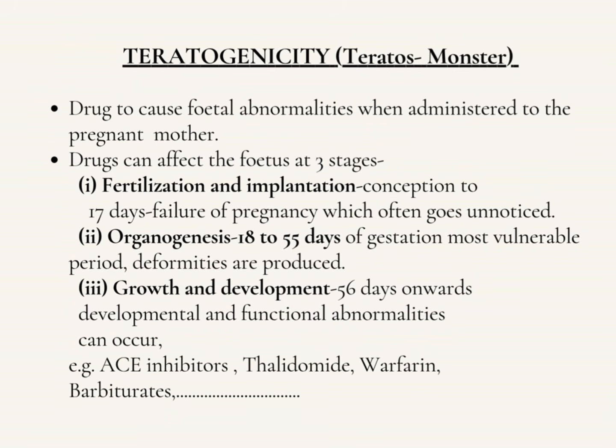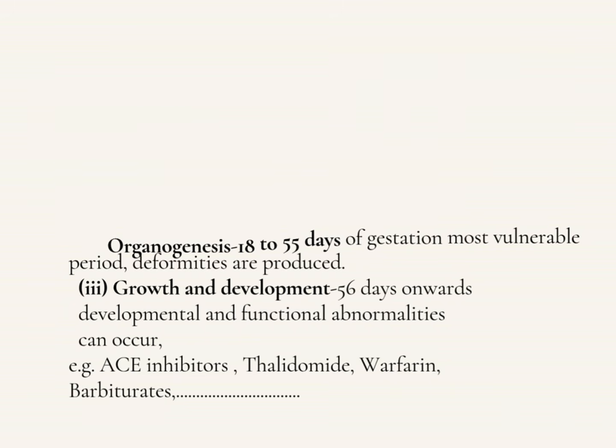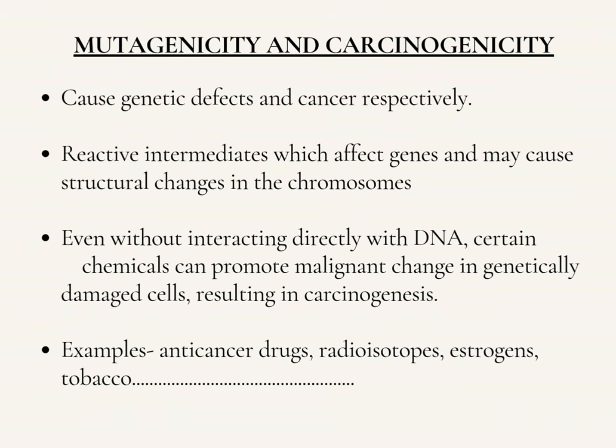Next is teratogenicity. Teratogenicity refers to the ability of certain medicines to produce congenital abnormalities in the developing fetus when administered during pregnancy. The most critical period is organogenesis, between approximately 18 and 55 days of gestation, when the developing organs are highly susceptible. Examples: thalidomide, warfarin, ACE inhibitors, barbiturates. Therefore, prescribing medicines during pregnancy requires careful risk-benefit assessment.